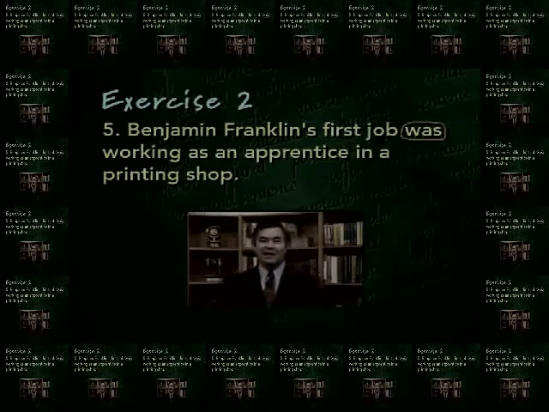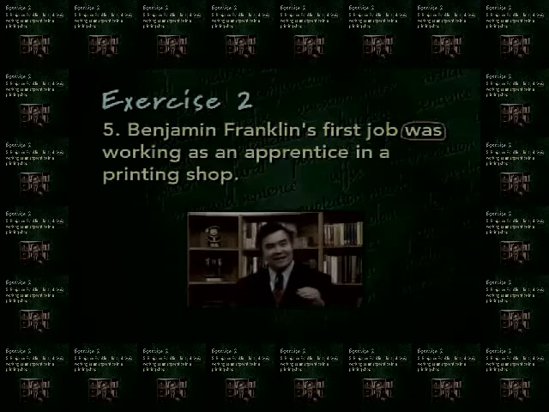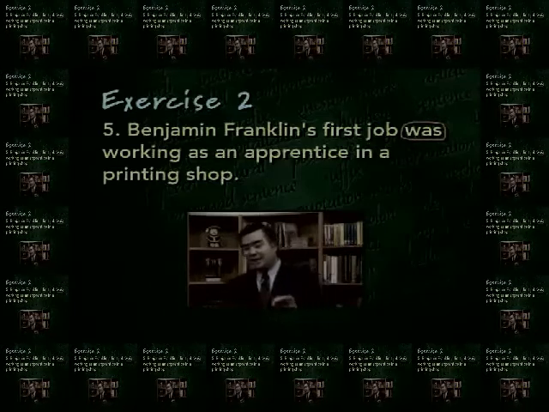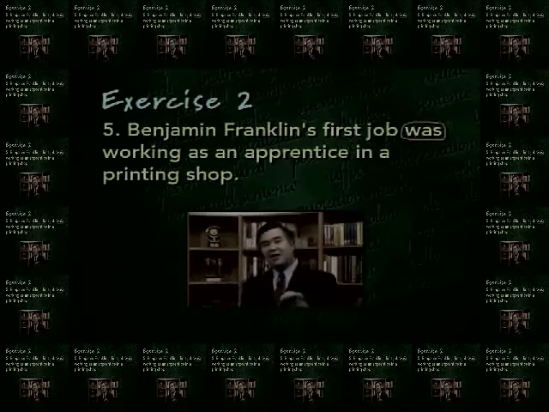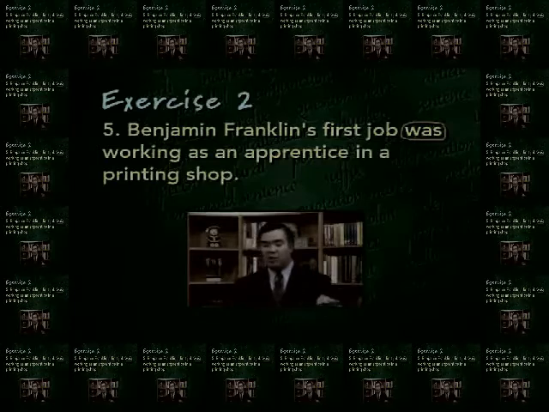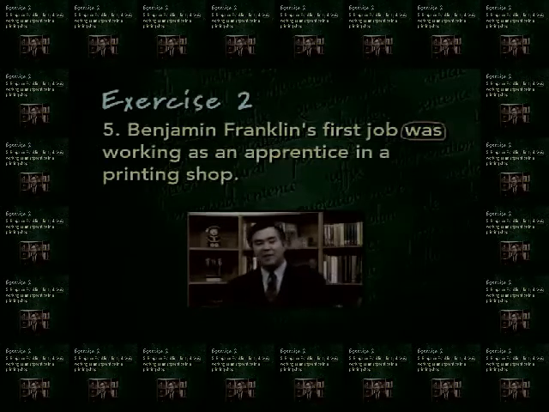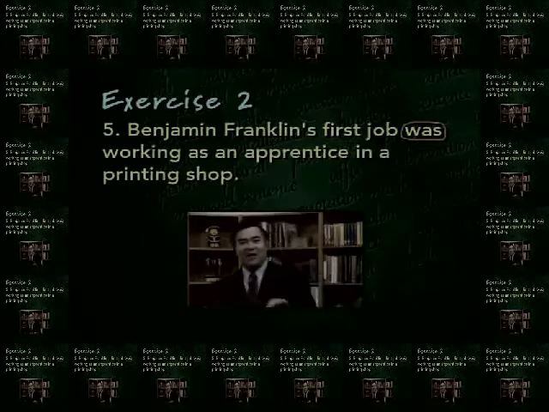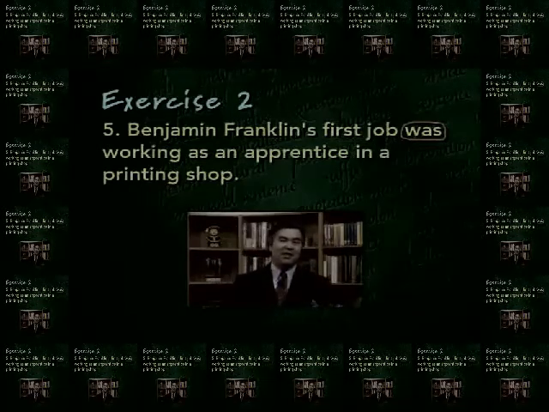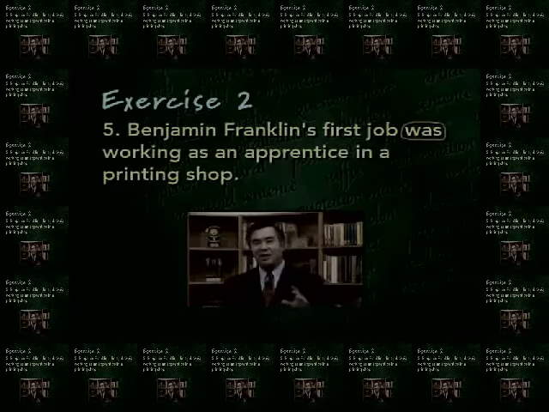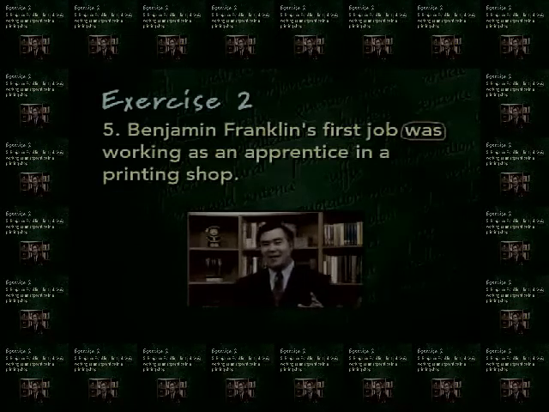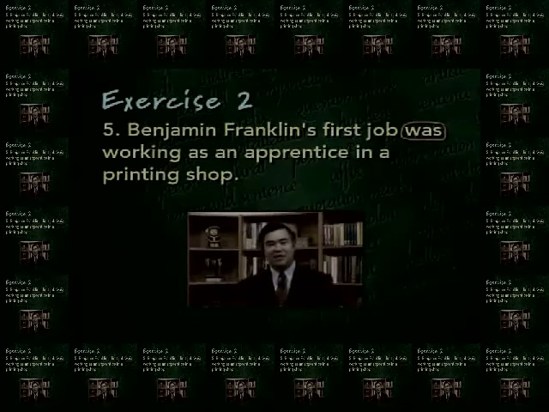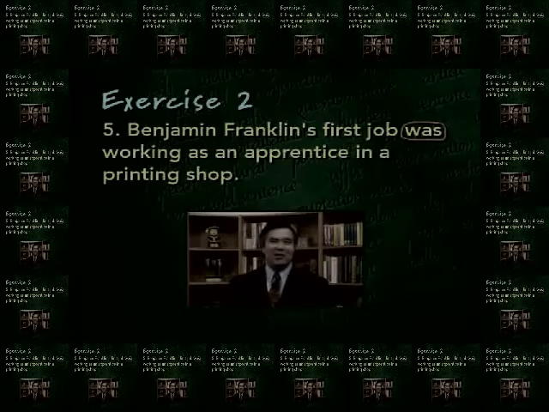It's the second example in this exercise of a sentence that doesn't have a direct object. The verb was has as its subject job, and what follows tells us what the job was. It was working as an apprentice in a printing shop. So was is being used as a linking verb, and what comes before and after the linking verb, those 2 things are being equated. We are being told that they are one and the same. This is different from having a direct object which receives the action of the verb. So for this sentence, there is no direct object.